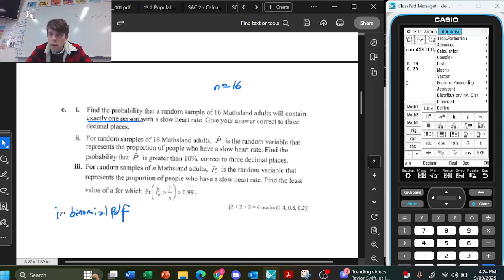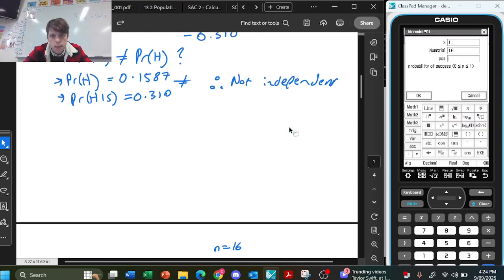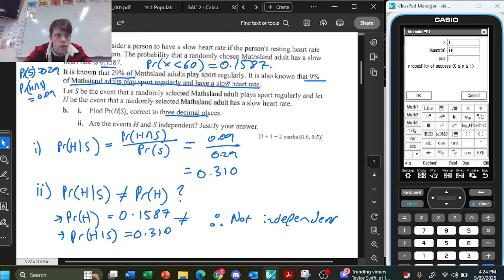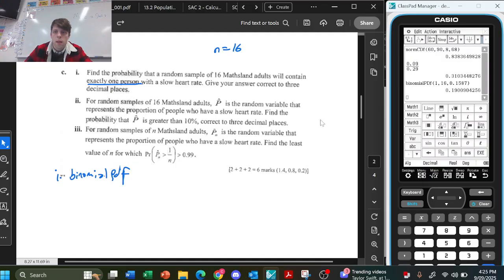So jumping across to our calculator once again, we're going to go interactive, distribution, discrete, binomial PDF. We have x, which is the number that we're interested in, so we want x to be equal to 1. We want the number of trials here, that's 16, and the probability of success, which refers to the probability that somebody has a slow heart rate. That's what we've defined success as. And jumping back here, we know that the probability that someone has a slow heart rate is 0.1587. If we hit enter here, that gives us the probability of success.